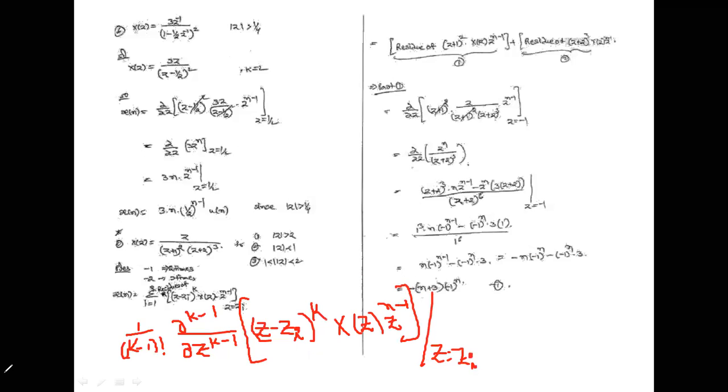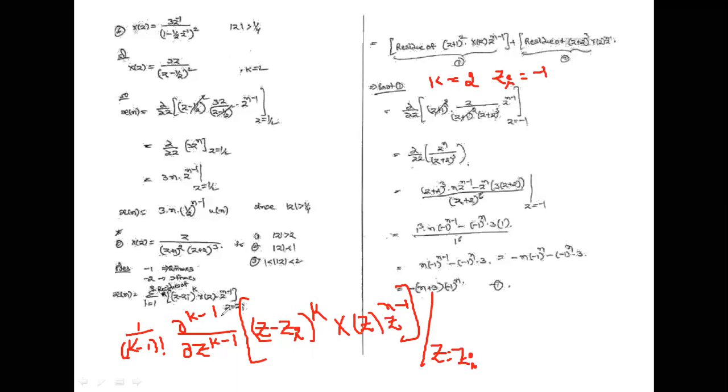Using this relation, we find the residue for the given x of z to get x of n. First, we have minus 1 two times and minus 2 three times, so we get two residues, with z plus 1 whole square and z plus 2 whole cube. For the first part, k is equal to 2, and zi is equal to minus 1.